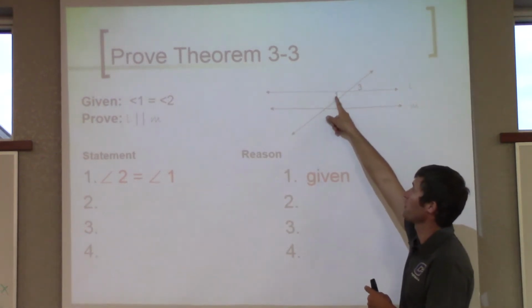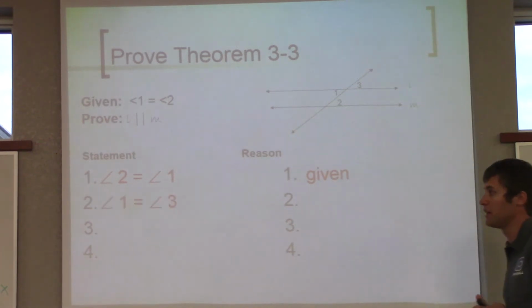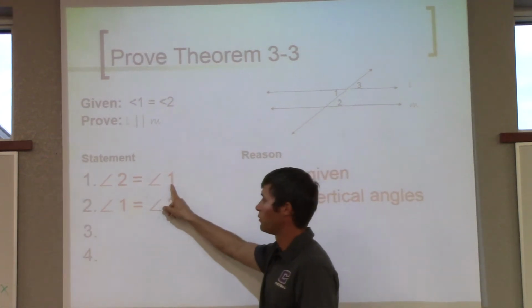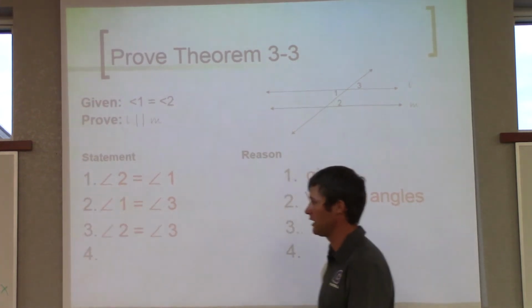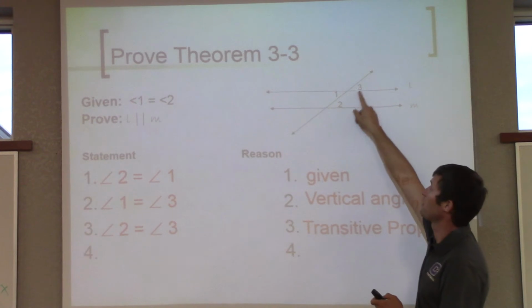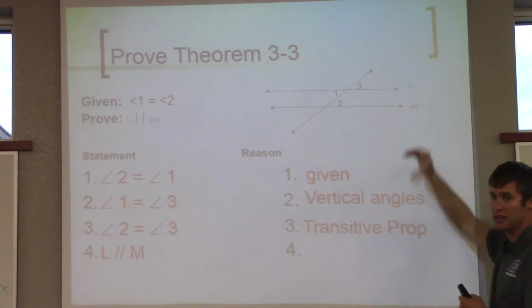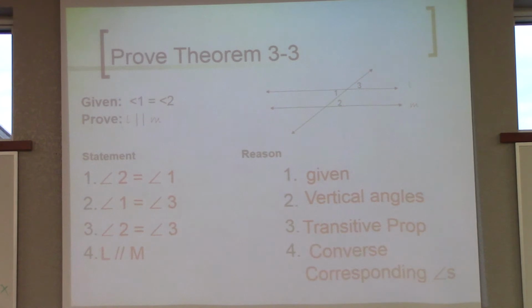Then we go to the next thing. What do you know about angle 3 and angle 1? Angle 1 and angle 3 are equal to one another by vertical angles. So 2 is equal to 1, and 1 is equal to 3. Now we can use the transitive property to say 2 and 3 are equal. If we have 2 and 3 equal to one another, then these lines are parallel, because those angles are corresponding, so it would be the converse of corresponding angles.